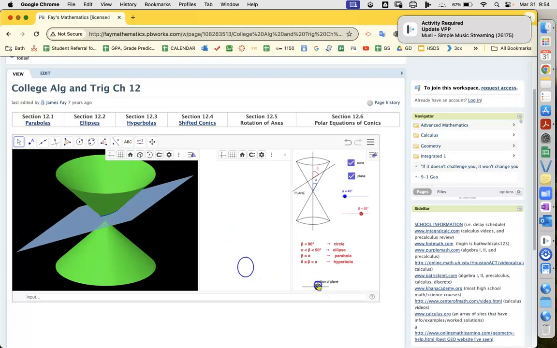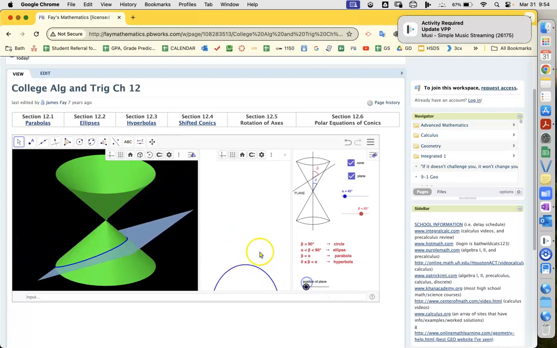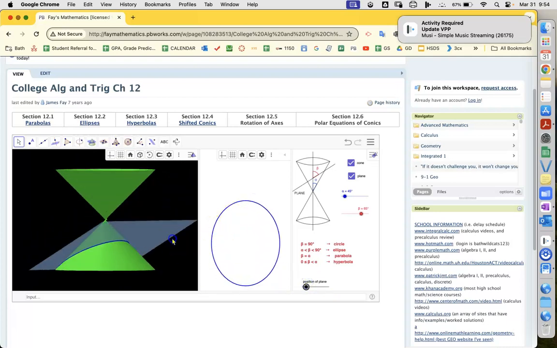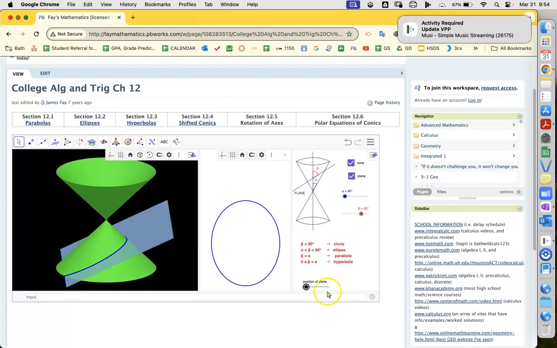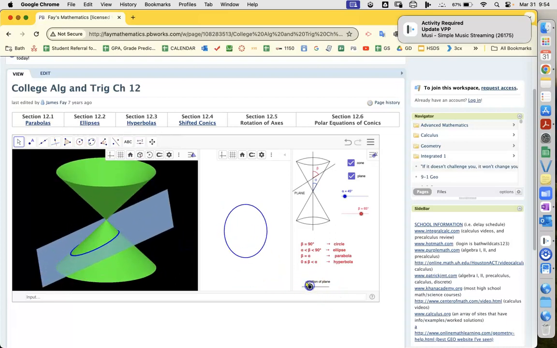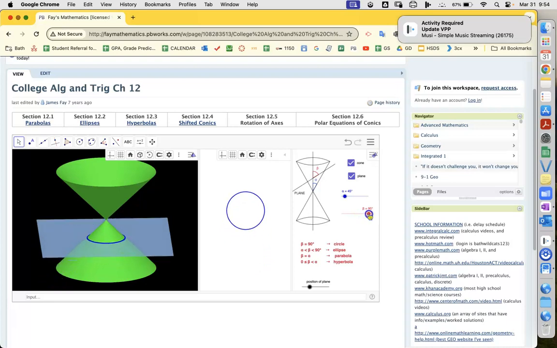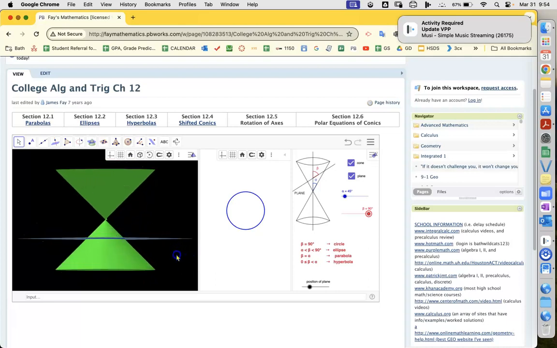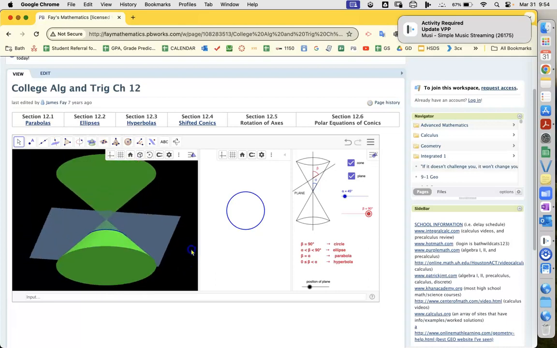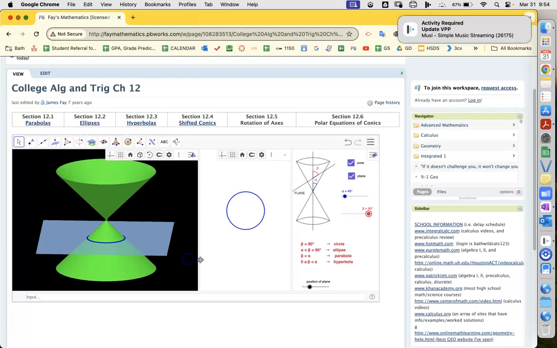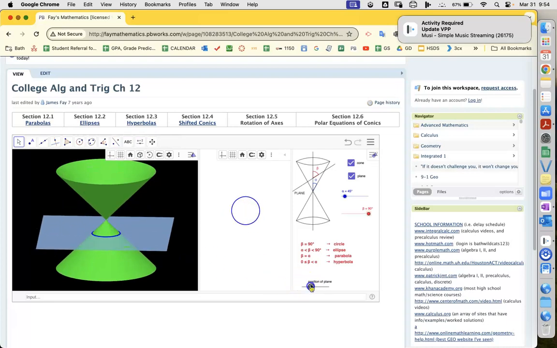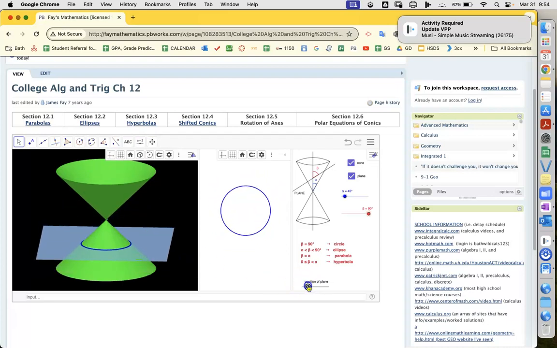I can slide this plane up and down as well, but no matter where it intersects either cone, I'm getting that ellipse. I can make that ellipse more drastic or less drastic. Now you see that the plane is parallel to the base of the cones. So now the cross section that I get is a circle.